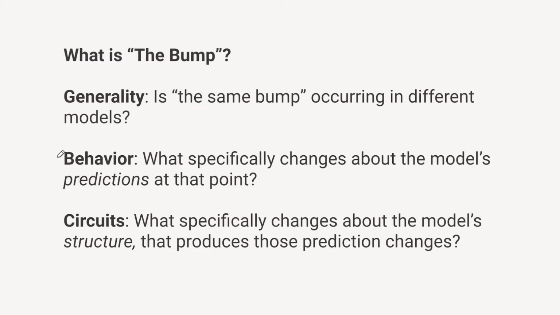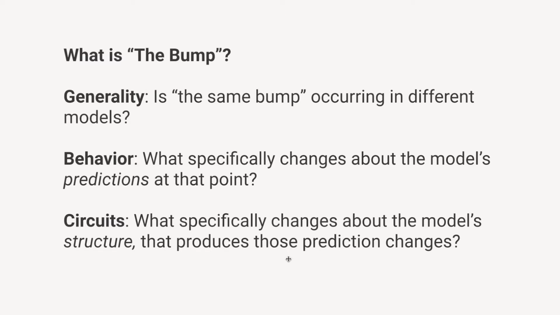The second question is behavior. The model makes different predictions before and after the bump. What specifically changes about those predictions? Is it just overall doing better across the board at every token, or are there particular types of tokens that are changing in terms of the model's predictions about them? Finally, we'll get into the circuits level. What's going on structurally in the model's weights and matrices that produces the prediction changes that we are observing?